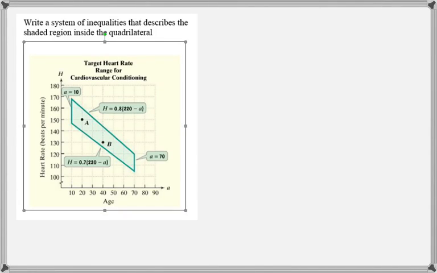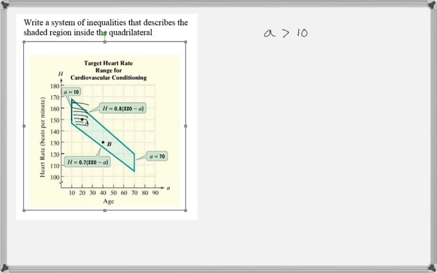To write a compound inequality describing the shaded region of this figure, I want to think about a single inequality that describes the relationship between the shaded region and each of the lines that make up the quadrilateral. So as an example, if I look at the left-hand side of the quadrilateral right here, the right-hand side of that line is shaded, and it's a vertical line, and that tells me that my values of A for that particular line must be greater than 10.